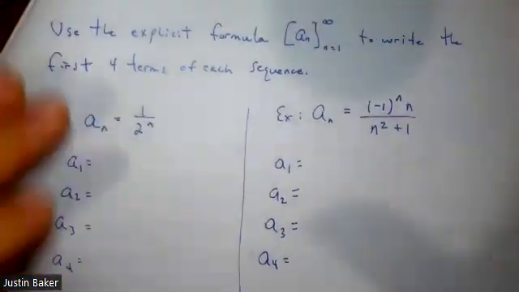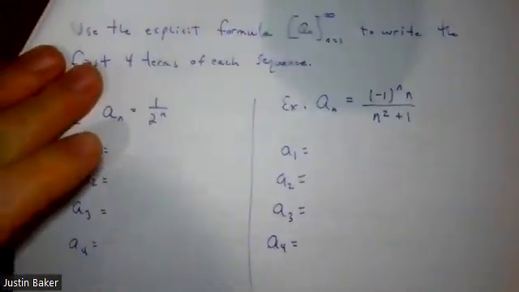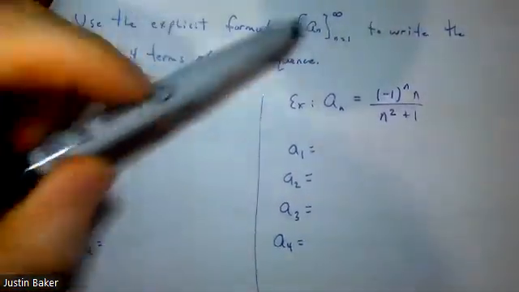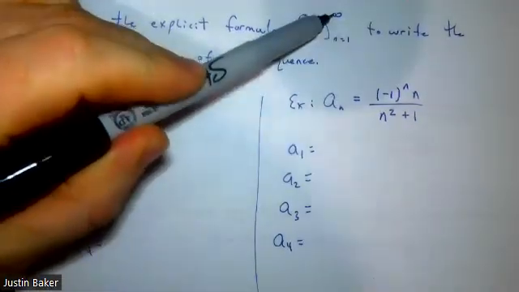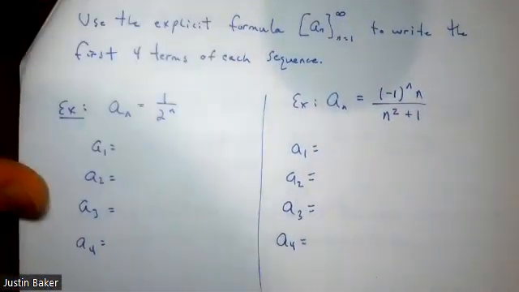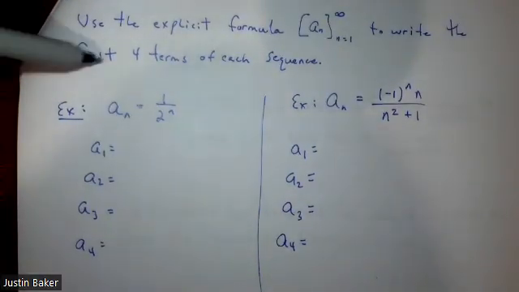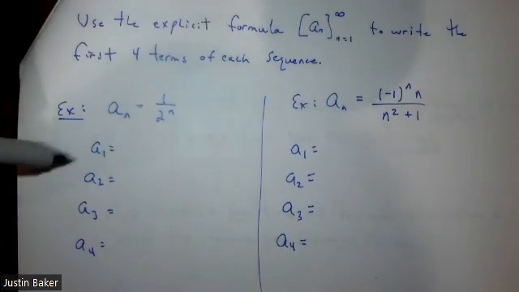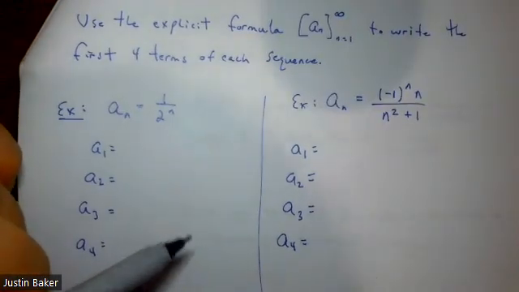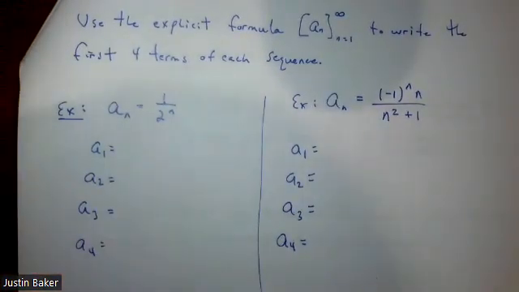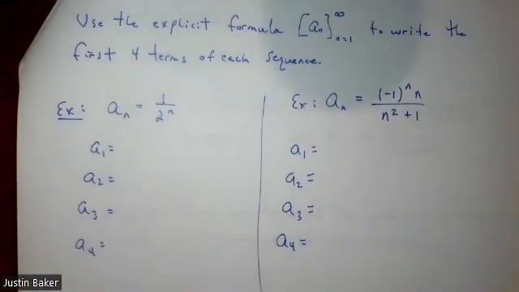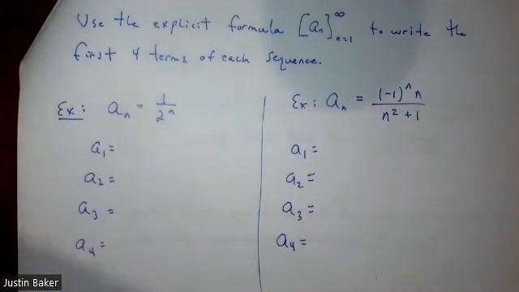All right, so this is just some practice using these formulas. Using the explicit formula a sub n, going from n equals 1 to infinity, write the first 4 terms of each sequence. So you're just going to go through and plug in 1, 2, 3, and 4 into both of these. Okay, so go through and try to find all 8 of these, and we'll talk in a minute.